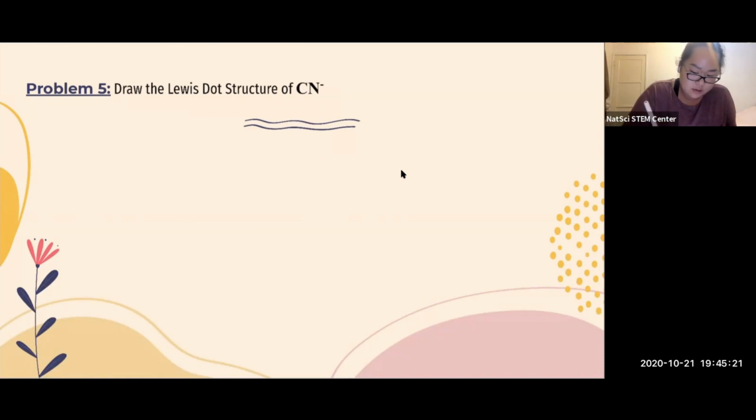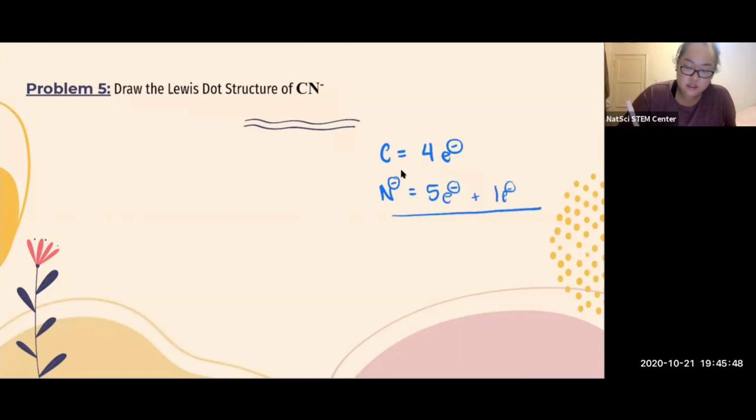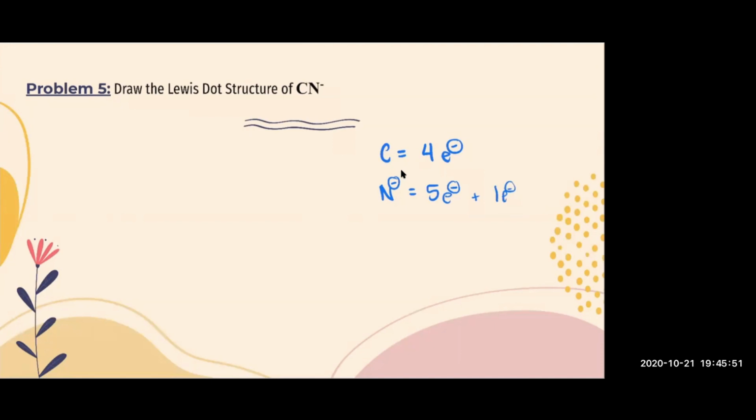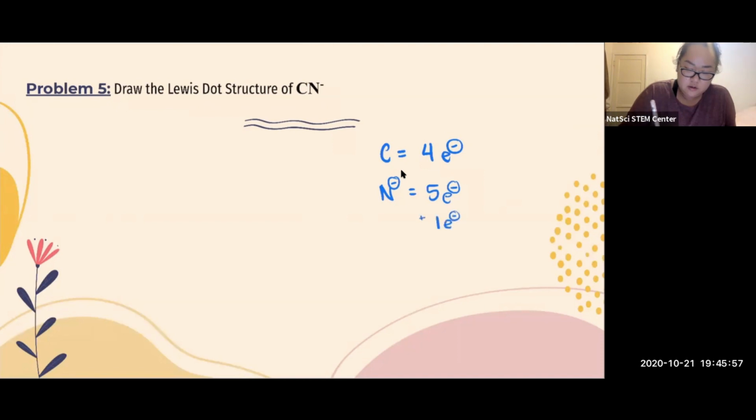So with cyanide, which is CN minus, carbon is 4 valence electrons. That's the first thing we'll do. Nitrogen has a negative charge on it. What does a negative charge mean? It means it has an extra electron. So it only has a -1 charge. So nitrogen on its own typically has 5 electrons. If you add 1 more electron, you'll have a total of 10 electrons.